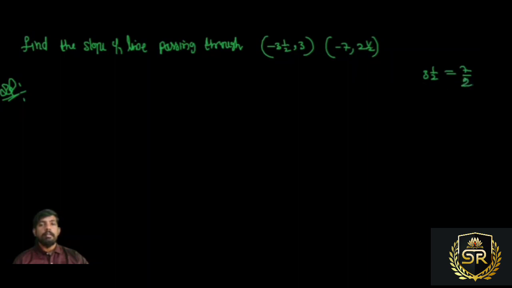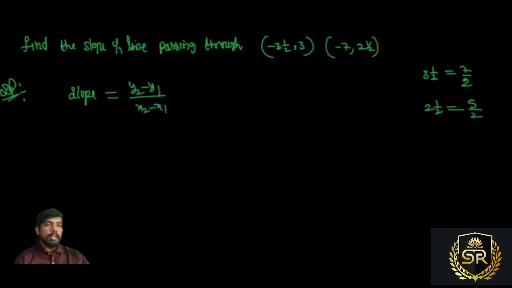Same, 2 1 by 2 is a mixed fraction. 2 2s are 4 plus 1 is 5 by 2. So 2 1 by 2 is 5 by 2, and 3 1 by 2 is 7 by 2. Now I am writing here: slope of a line. Slope formula is y2 minus y1 by x2 minus x1.